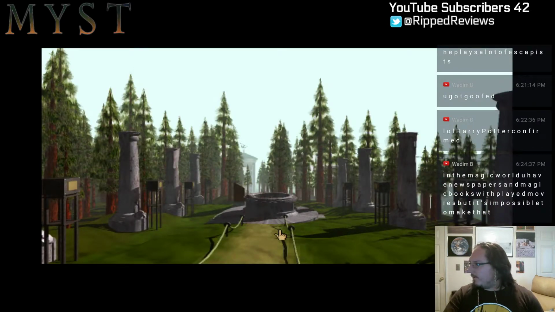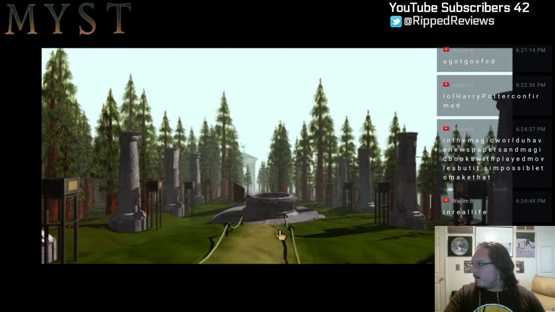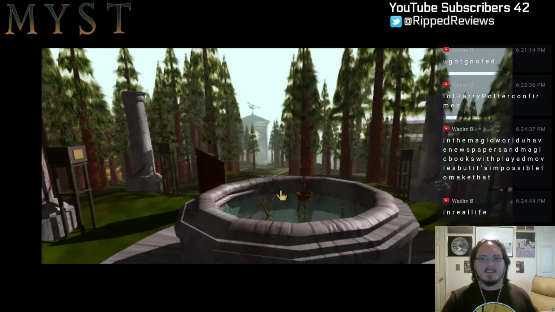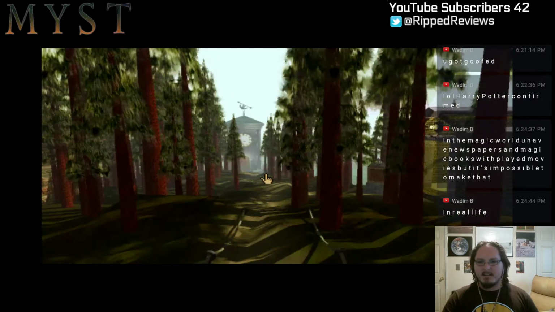In the magic world, you have newspapers and magic books with the Plaid. Oh yeah, that's right. Almost impossible. They've got some really cool new displays that can do that. I've been following this like paper display convention thing on YouTube, and yeah, it's been pretty cool. There's a lot of neat new things like that coming out.